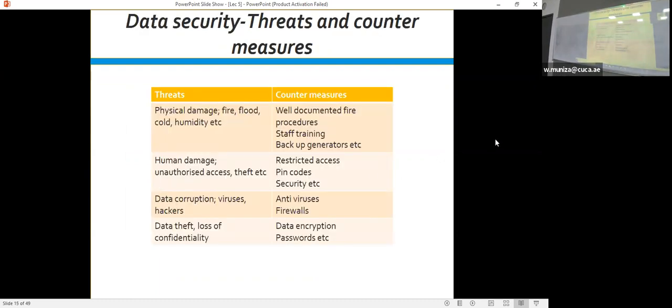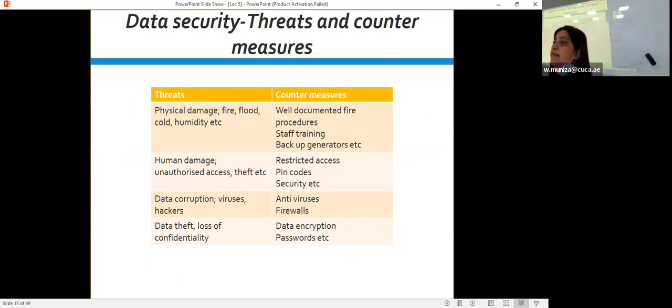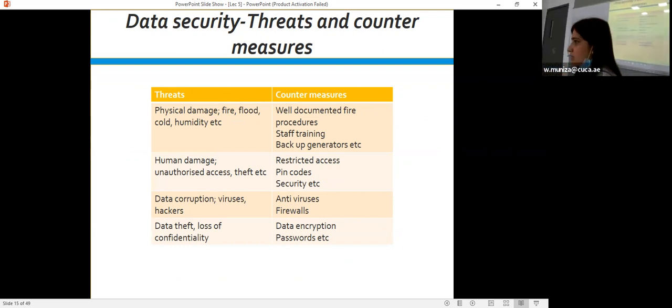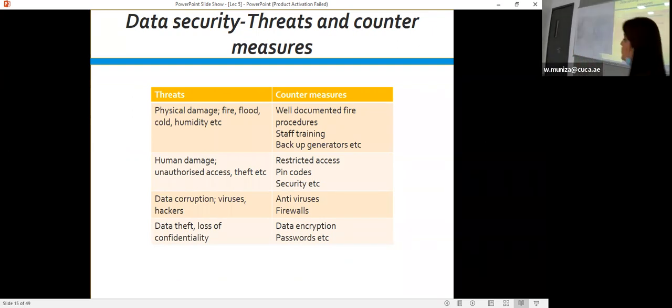So, data security, threats and countermeasures. There are different threats to particular data which is being collected, and we have to take measures in order to protect the data which is being collected. So what can be the different threats? Primarily, they are under two heads. Physical threats can be there and human risks can also be there. And how are we going to deal with those?